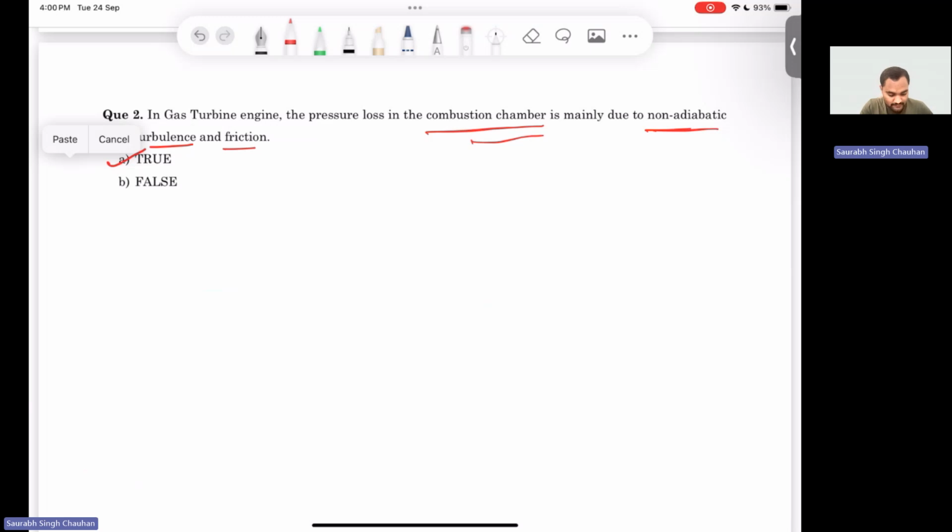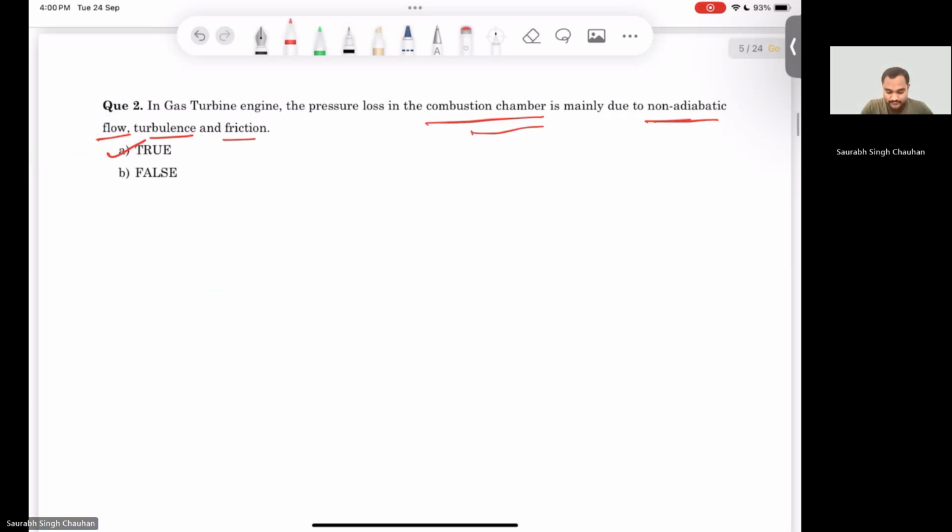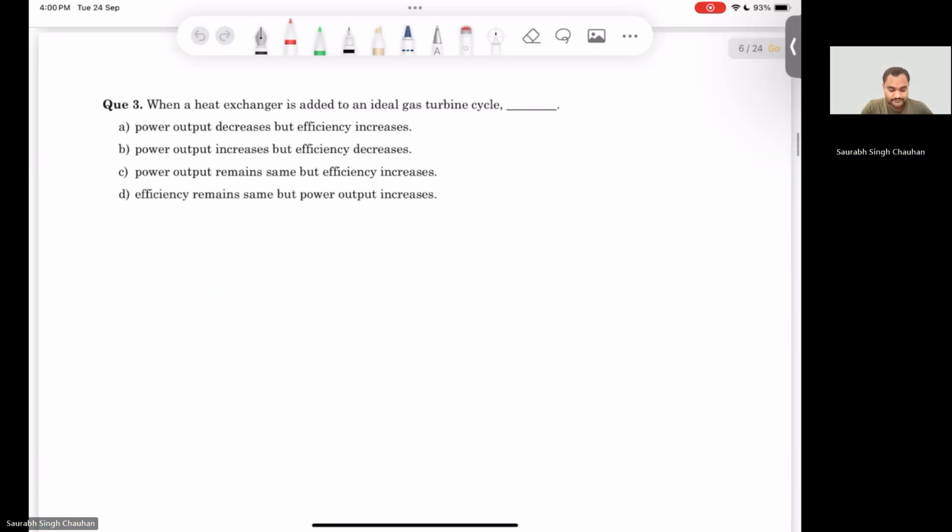I hope this is clear and we will move forward. Question number 3.